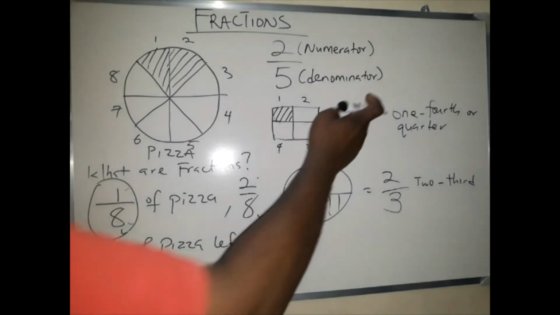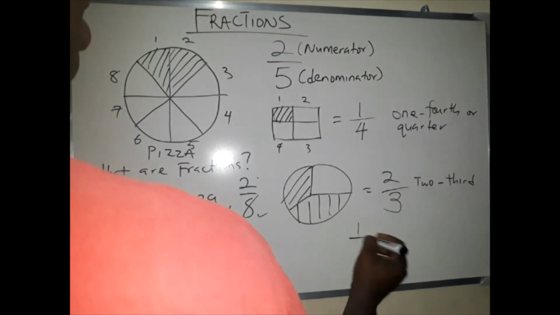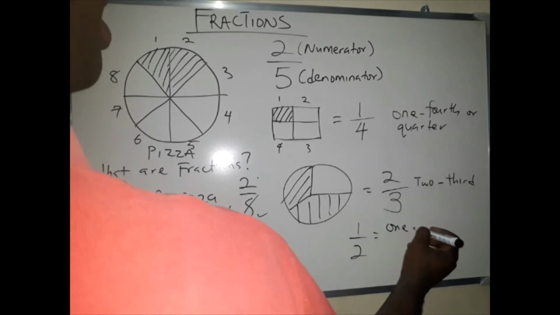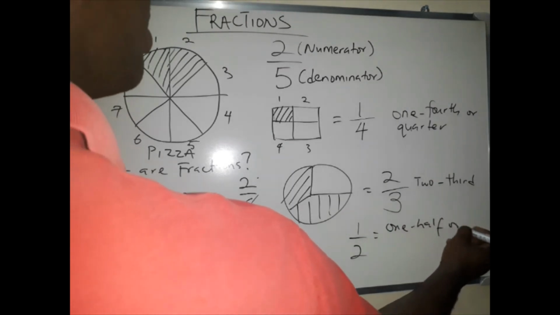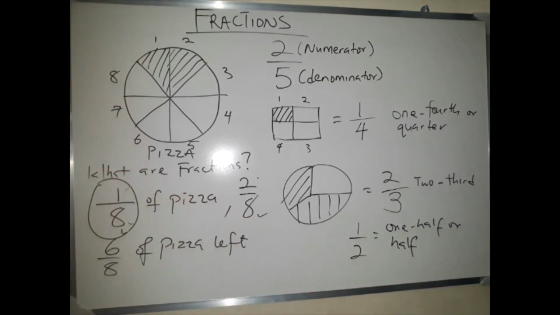The one we have on top is called 1/4 or a quarter. Another common fraction that we usually have is 1/2, which you can call 1/2 or simply half. So this is the process we use to name fractions.